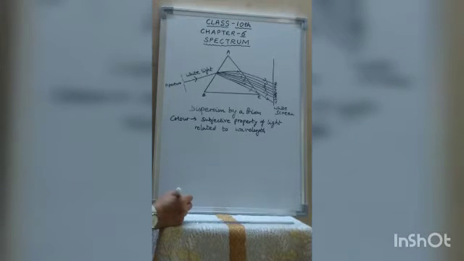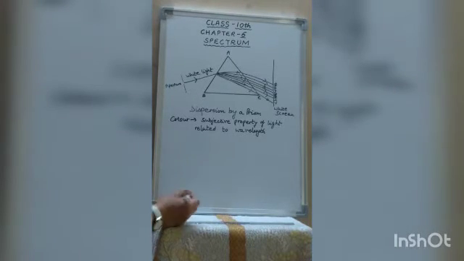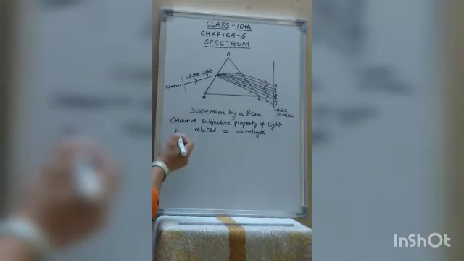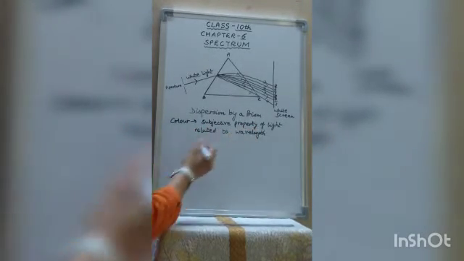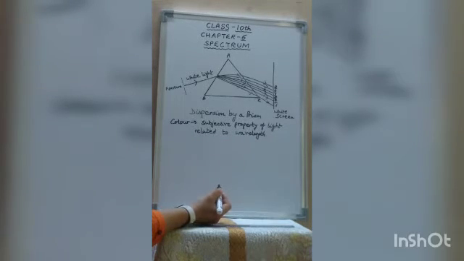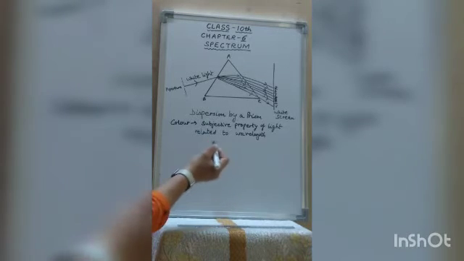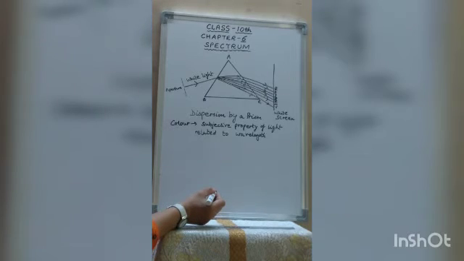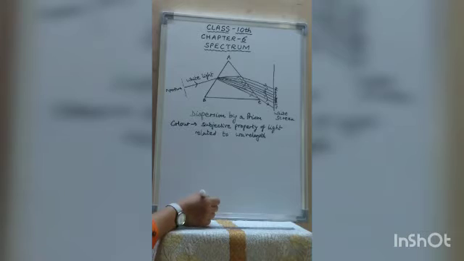Now children, you all know that white light is composed of 7 colors, and color is a subjective property of light related to the wavelength. That means the white light emitted from a source consists of light of different wavelengths. The light of different wavelengths produces the sensation of different colors on the retina of our eye, and so we perceive them as different colors.